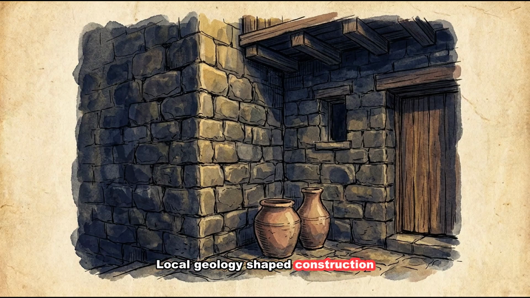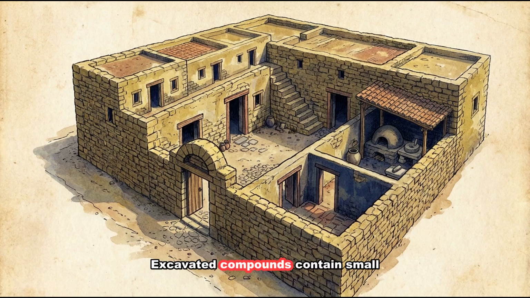Local geology shaped construction. Builders used abundant dark basalt, the volcanic stone that still defines many excavated walls. Its rough texture and irregular shapes affected wall thickness, openings, and room proportions. These are material constraints, not decorative background. Excavated compounds contain small rooms arranged around one or more open courtyards, often sharing walls and circulation within a larger block. Archaeologists commonly call such a block an insula. The term describes an urban block, not one family.